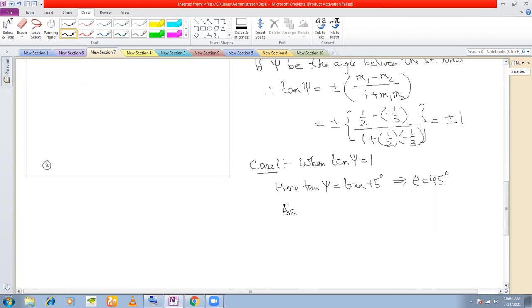Also, in which quadrant is tan positive? In which quadrant is tan positive? Anyone?